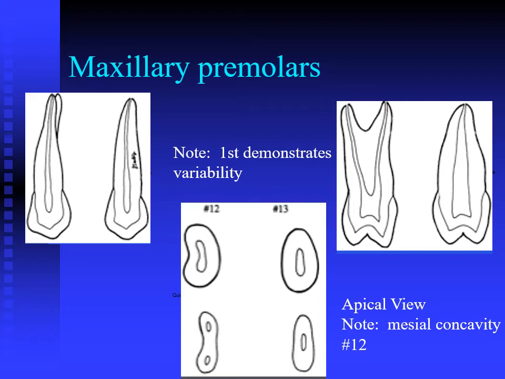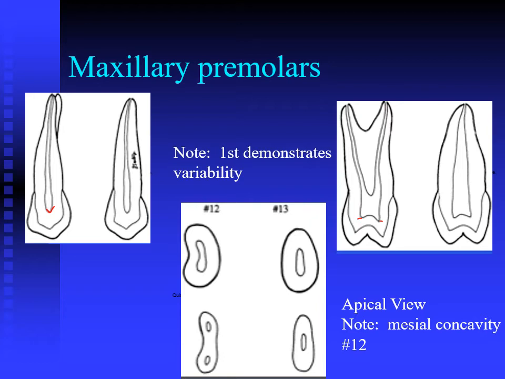Looking at the maxillary first and second premolars from the facial view, we can see a single pulp horn in the roof of the pulp chamber. If we look at it from a proximal view, we will see two pulp horns. Generally, you'll have a buccal pulp horn and a lingual pulp horn.